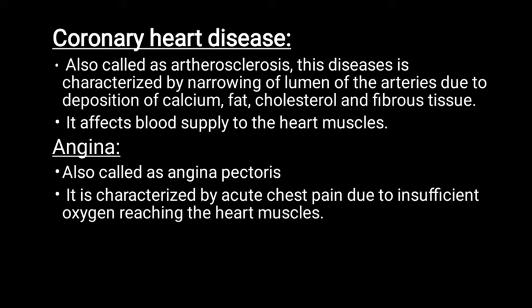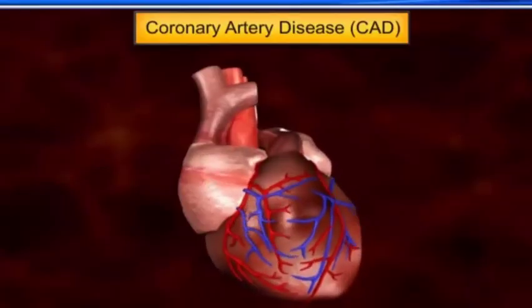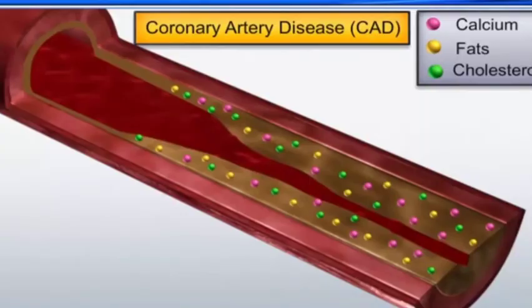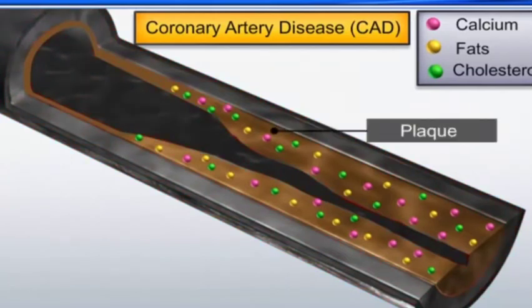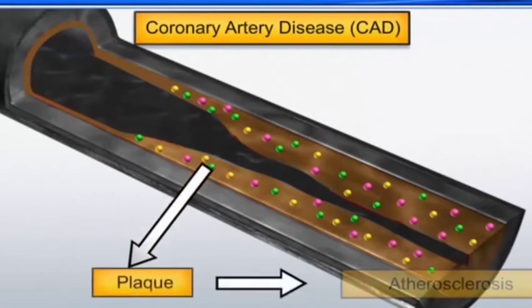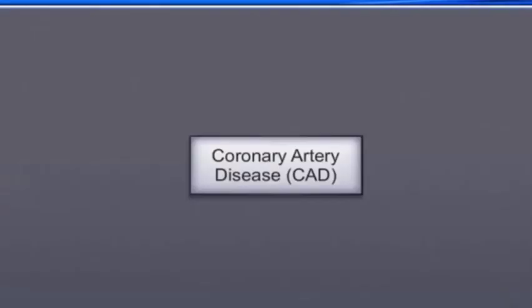It is also called angina pectoris, which is characterized by acute chest pain due to insufficient oxygen supply to the heart muscles. Coronary artery disease or CAD affects the coronary circulation of the heart. Calcium, fats, and cholesterol together accumulate and form plaque in the coronary arteries and decrease flow of blood to the heart. This accumulation of plaque is called arteriosclerosis.